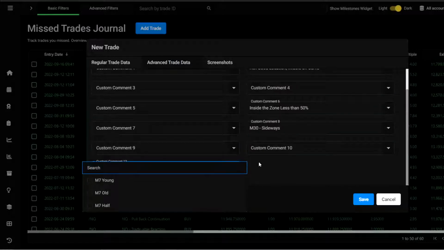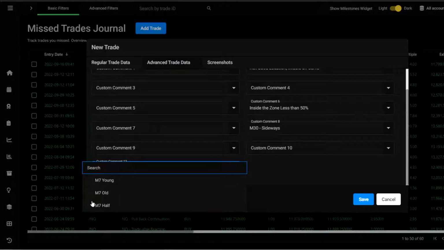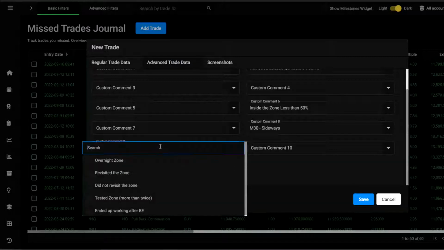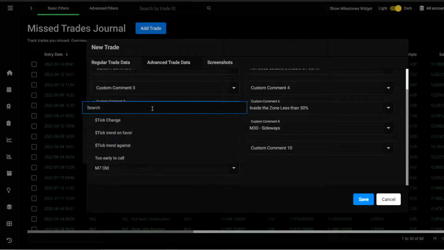All right, the 7 minute. I need to see where the 7 minute was. I want the 7 minute. So the 7 minute is 10:10, 10:06, 10:13. It was old. Did not revisit the zone. Went beyond my target, I have no idea yet.